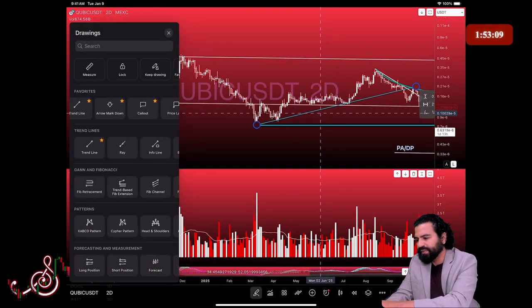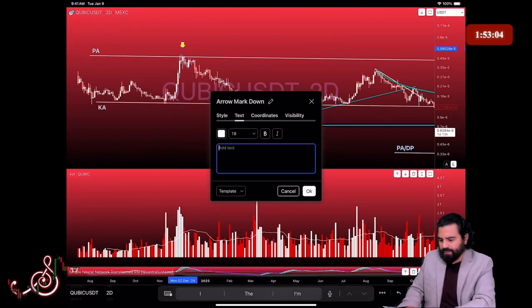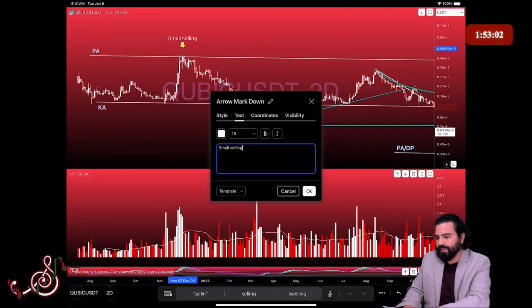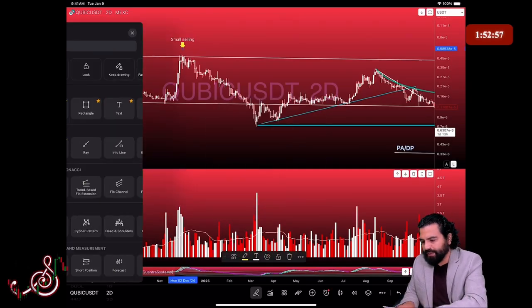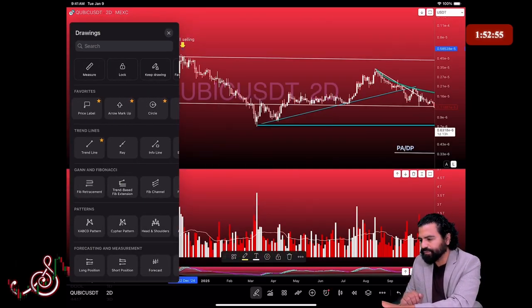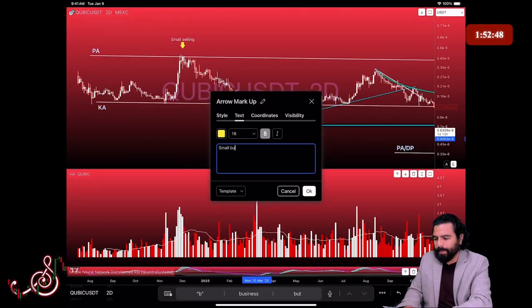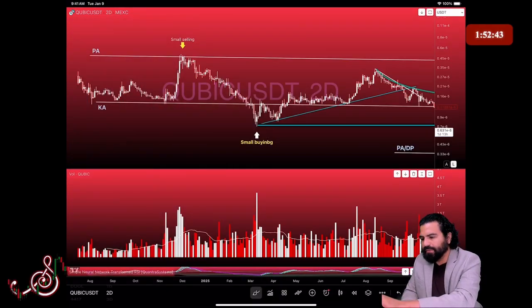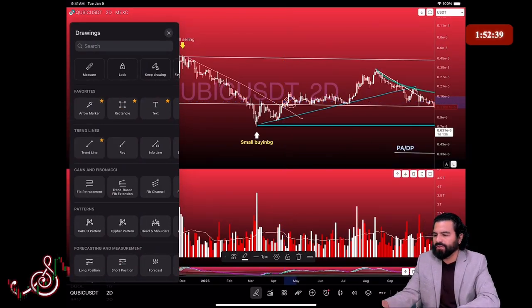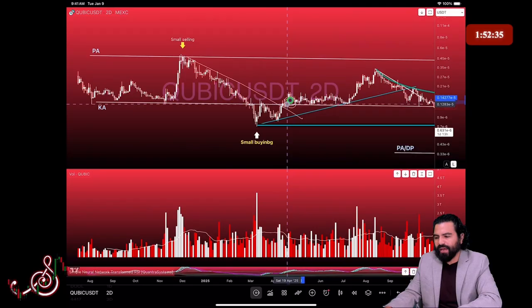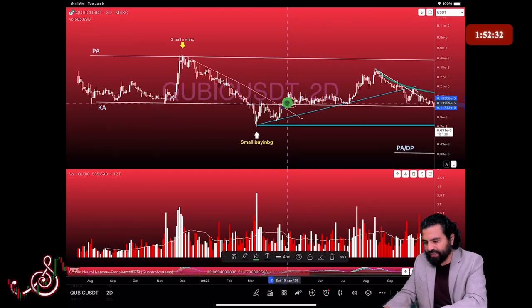So you can see it would look something like this: small selling, and then the next one would be small buying with an up arrow. Small buying. And there's our short-term down move. There's your health. If you were drawing healths, they might look something like this. But in practicality, that's how you'd use this in real life.